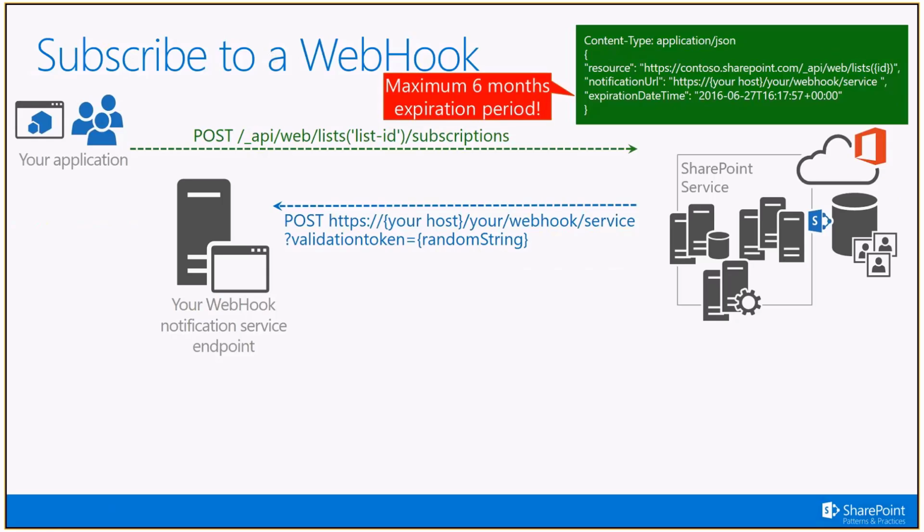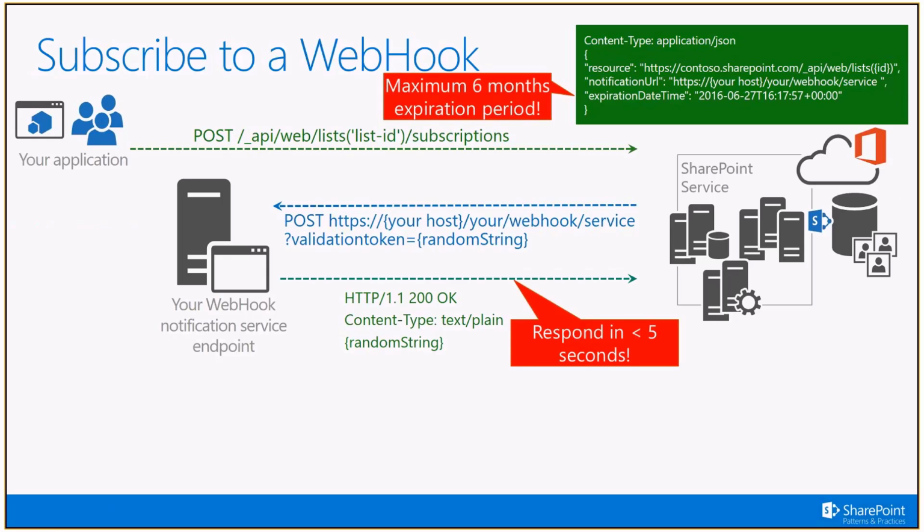So we will do a post to your service, providing a validation token URL parameter, and we expect you, as the owner of the endpoint, to return that validation token value, which is a GUID. So we want you to return it within less than 5 seconds. This less than 5 seconds rule actually applies to all webhook service calls. So whether this is this validation call or whether it's a real webhook service call made by SharePoint, SharePoint will terminate the connection after 5 seconds. So your implementation always needs to be able to respond in less than 5 seconds.